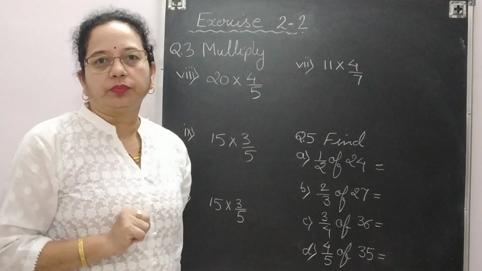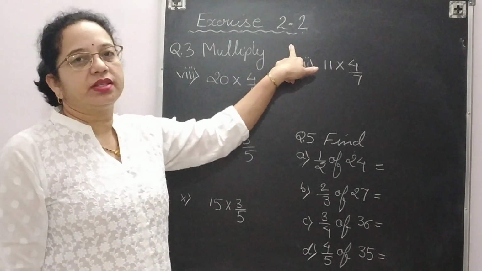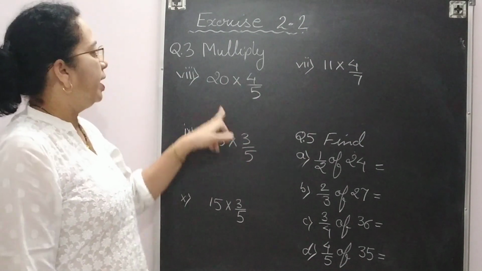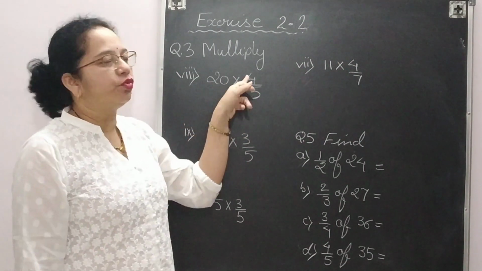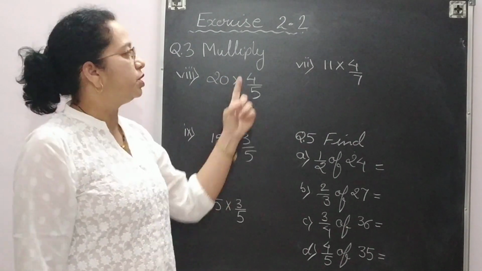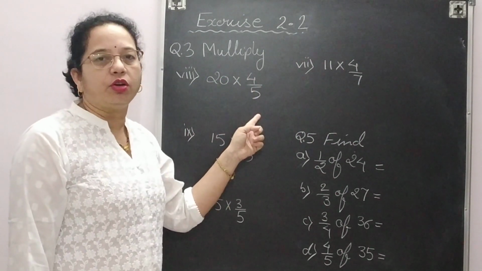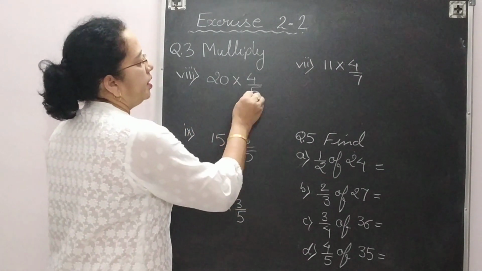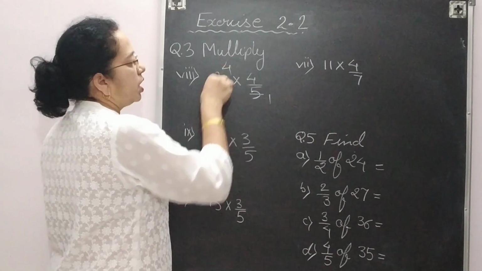Hello friends, today I am going to start with exercise 2.2, question number 3: multiply. The first sum is 20 into 4 upon 5. In multiplication of fractions, we cut the numbers, one from the numerator and one from the denominator, and you can take different combinations. So I can cut here: 5 ones are 5, 5 fours are 20.